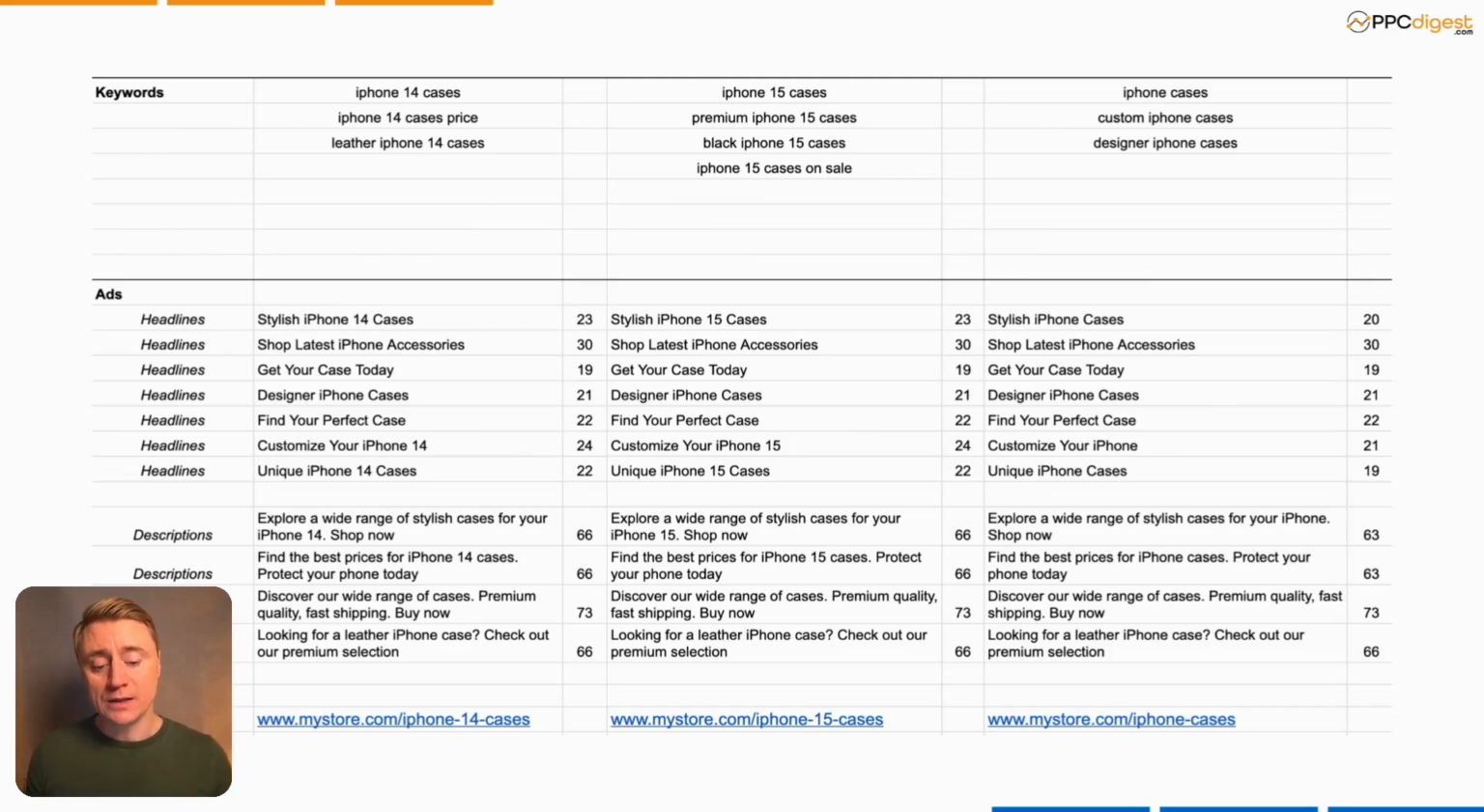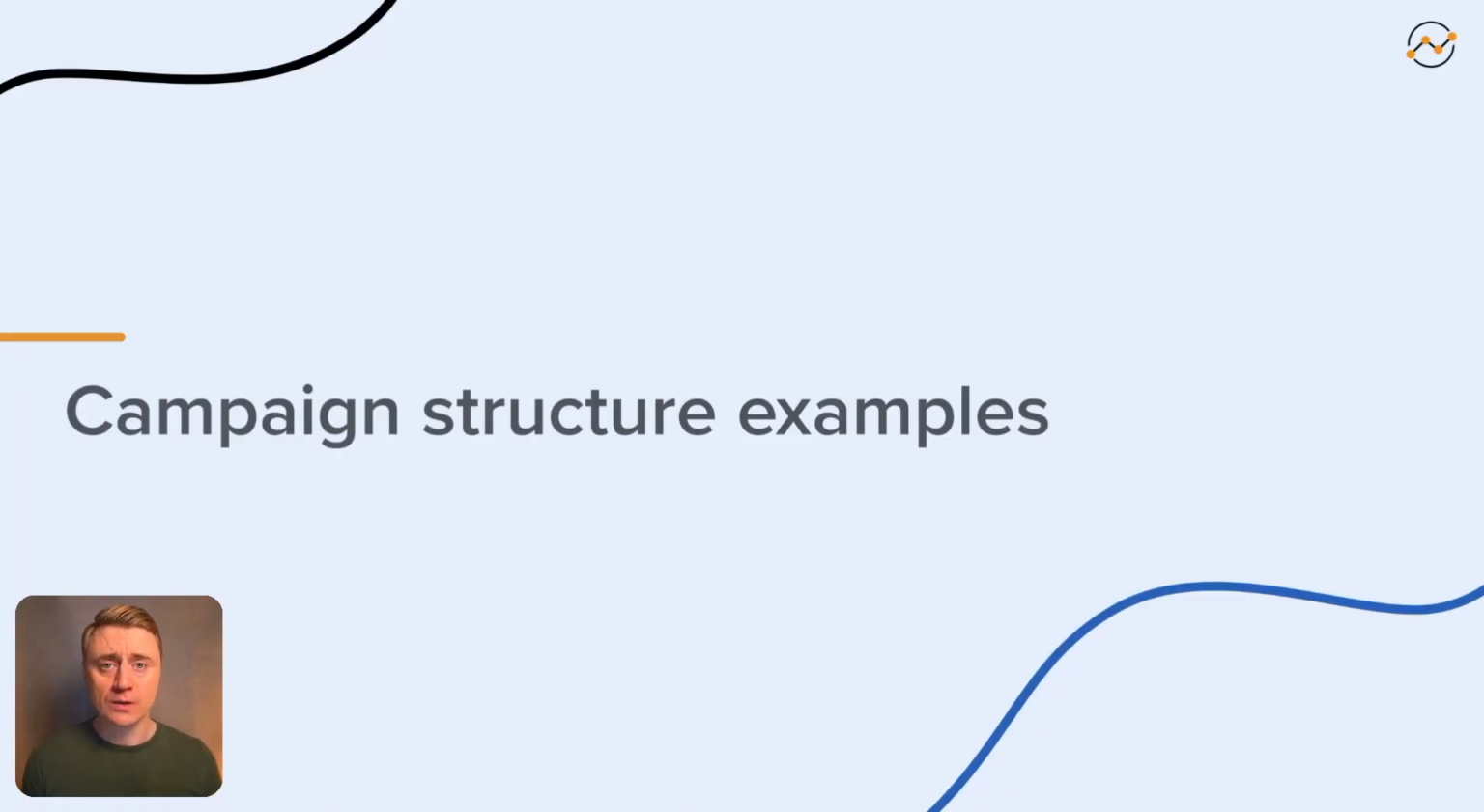Once you have ads right here in a template, you can just copy and paste them into the account. I'll show you later when we're creating your first campaign. You'll see how easy it is when you have everything done in spreadsheets or anywhere else where you feel comfortable. Now let's talk about campaign structure example and best practices.